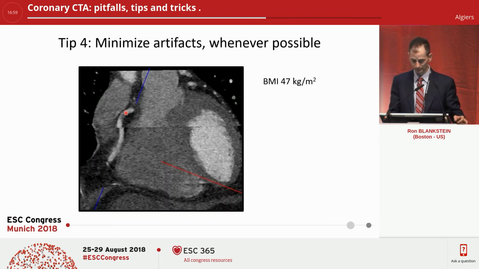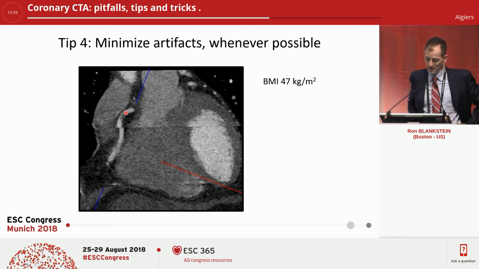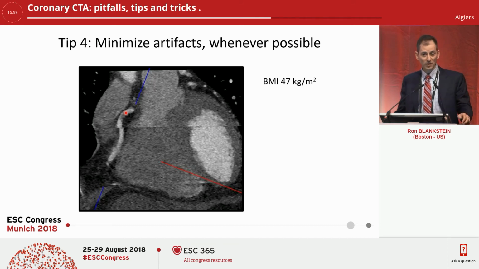Tip number 4, we need to minimize artifacts, and I say whenever possible, because despite our best efforts, sometimes things will happen. This is a woman who has a BMI of 47, and that's okay. We can now get reasonable image quality even with a BMI of 47.